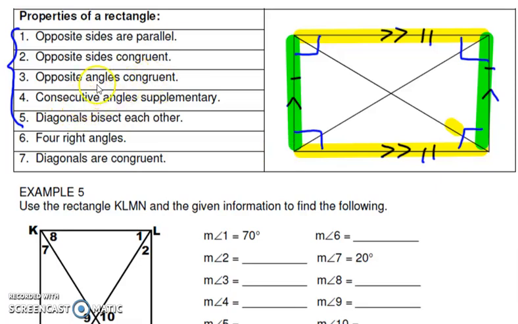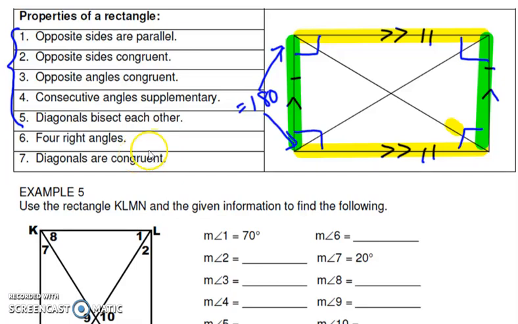We still have number 4, which is consecutive angles are supplementary. So these 2 angles right next to each other are supplementary, and we know that 90 plus 90 does equal 180. And the last 2: diagonals bisect each other, and diagonals are congruent.